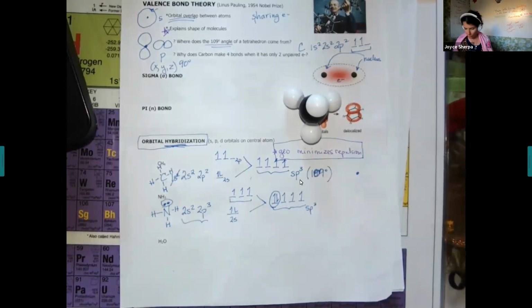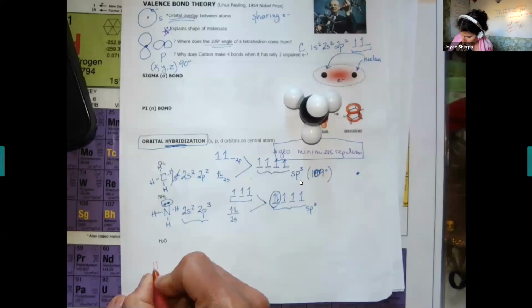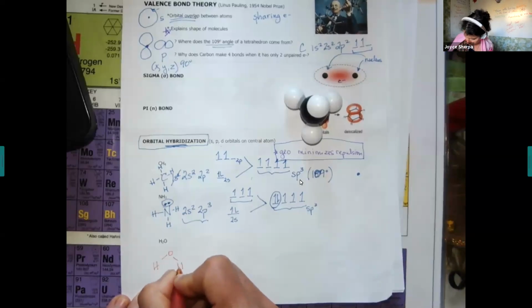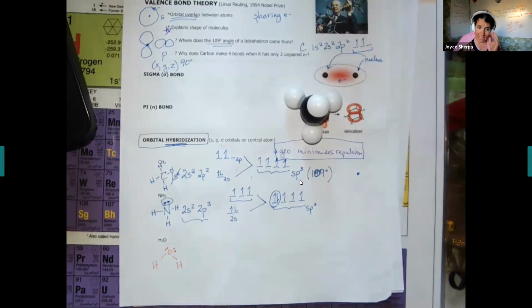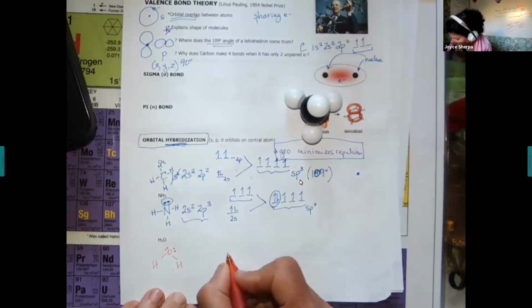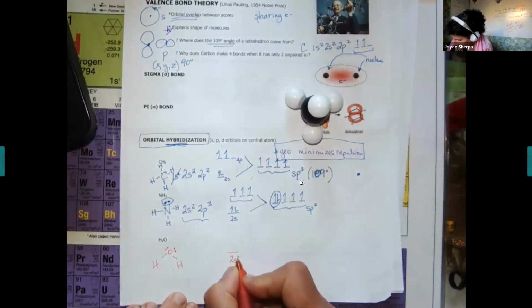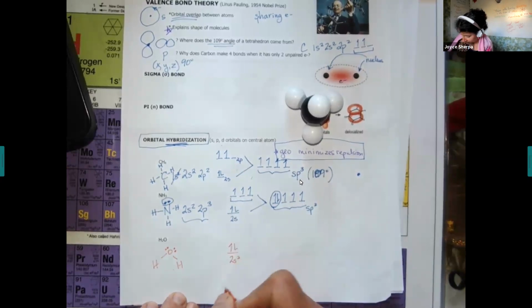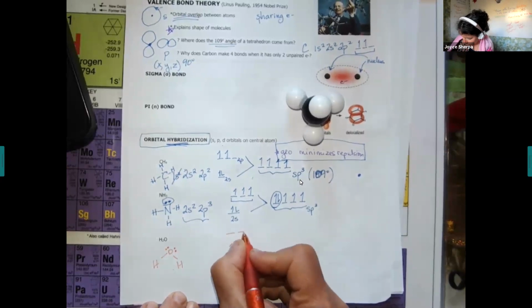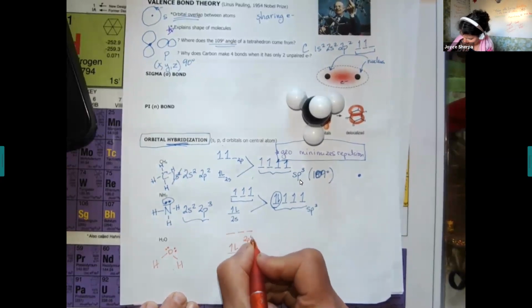And then if we go to water, water, of course, looks like this. You can draw it as straight across, but water always has that beautiful kink. And if we looked at oxygen, oxygen is 2s2 and then 2p4.